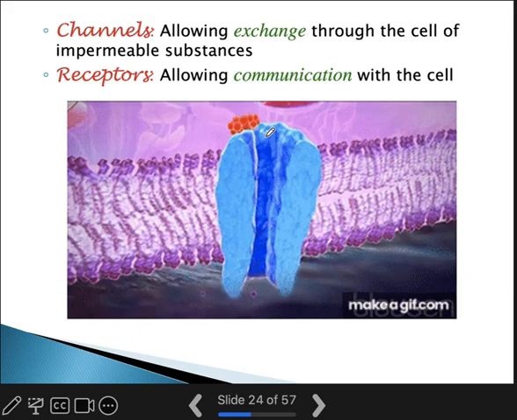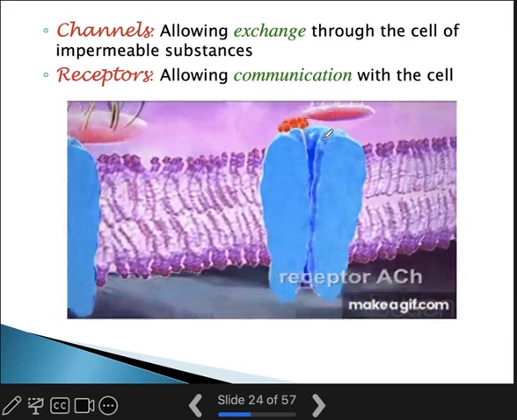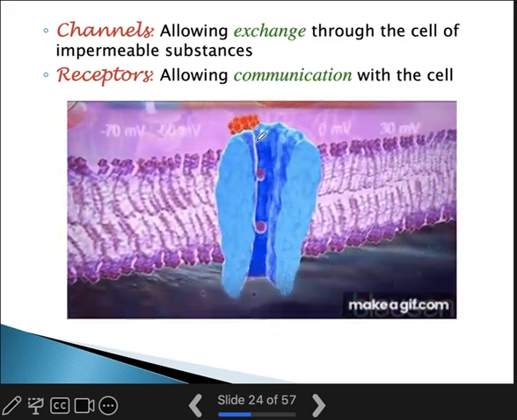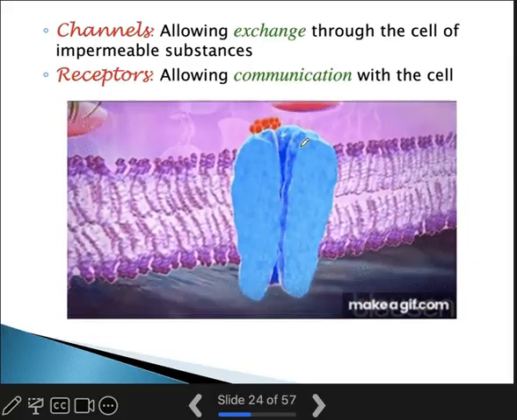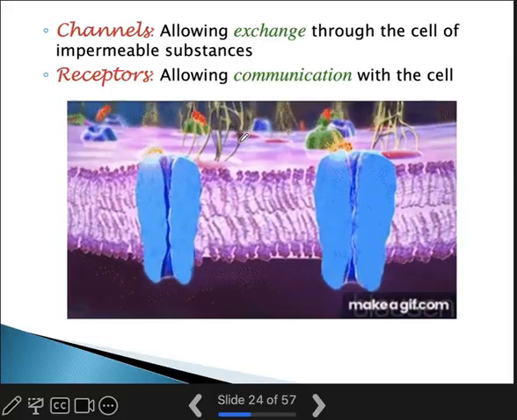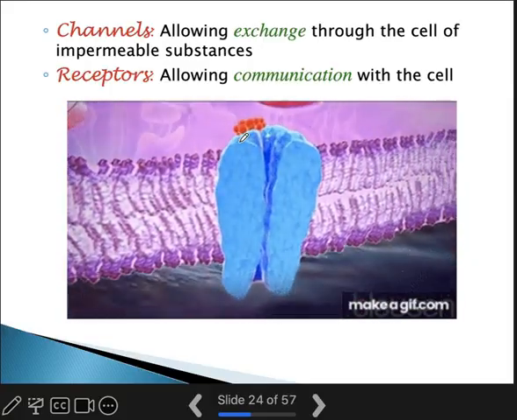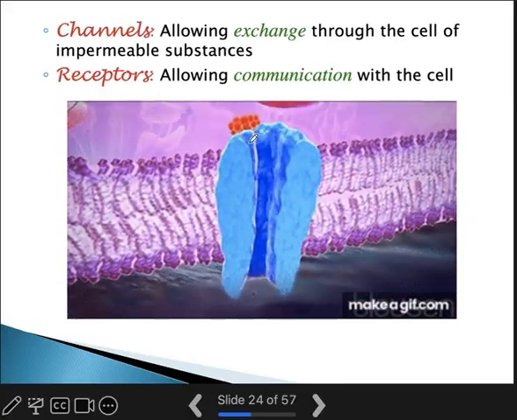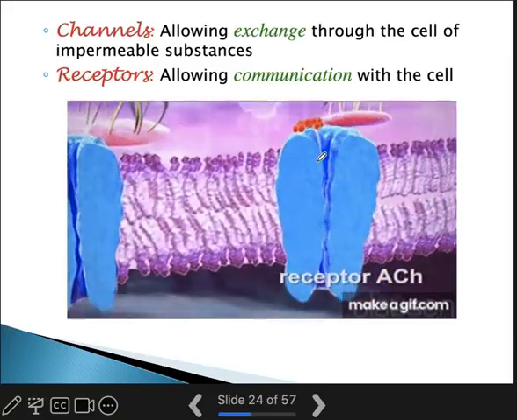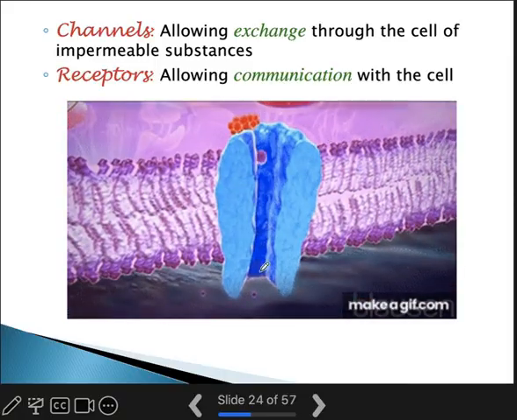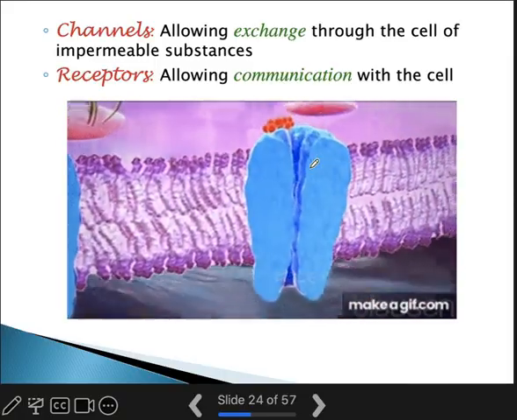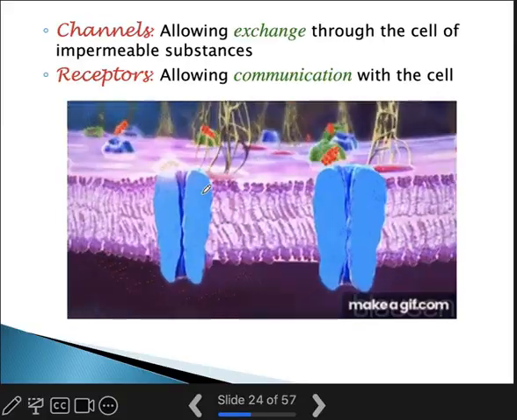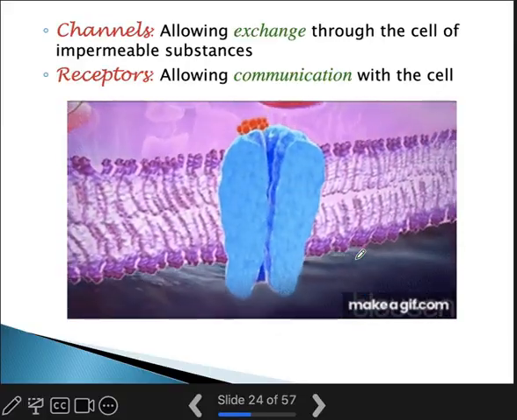So here's an example of a protein that actually is functioning both as a receptor and a channel. Acetylcholine is in fact a molecule that'll be really important for muscle contraction. In fact, all skeletal muscle is going to be stimulated by acetylcholine binding to a channel that looks just like this one, and then causing the movement of charge and initiating action potentials. So we're going to spend a lot of time talking about this process.